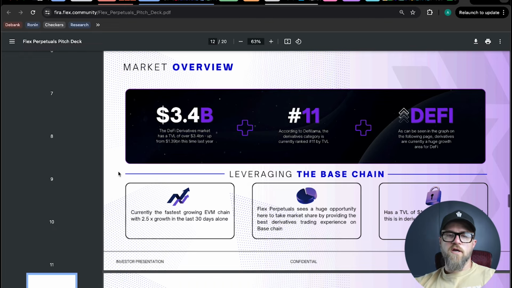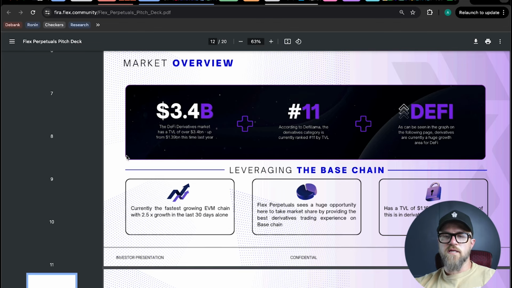So, market overview: $3.4 billion in the DeFi derivatives market, and that's the total TVL for all of DeFi derivatives, which is what a perpetuals DEX is. According to DeFi Llama, the derivatives category is number 11, which is actually surprising, feels low to me. I think perpetuals should be higher.